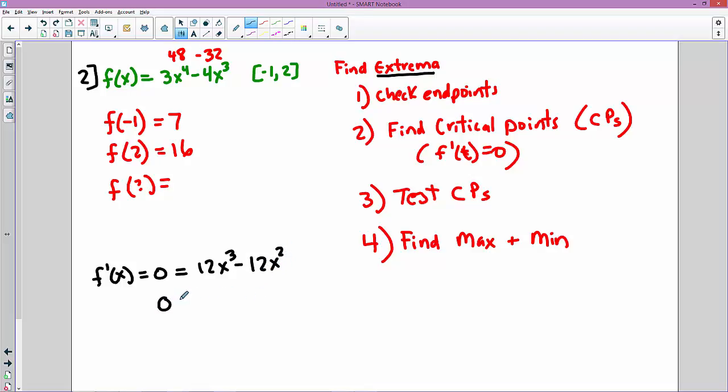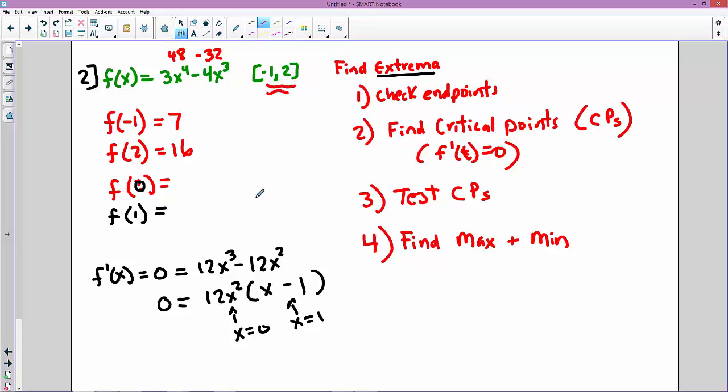And we're going to GCF, so 0 equals 12x squared times x minus 1. So my 2 critical points are x equals 0 and x equals 1. So I need to check those: f of 0 and f of 1. If I'd only had 1 critical point, I would only check 1. Both of these fall in this domain, from -1 to 2. So 0 is in there, and so is 1, so we have to check both. In the previous problem, we didn't have to check both.